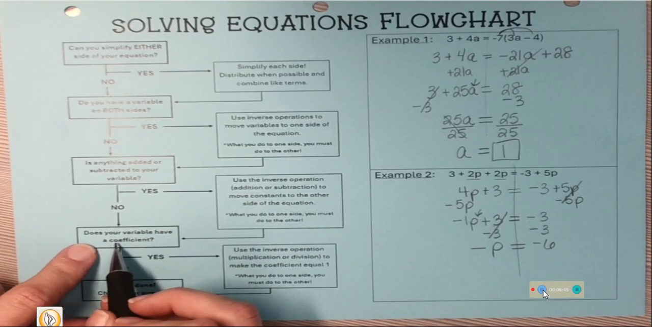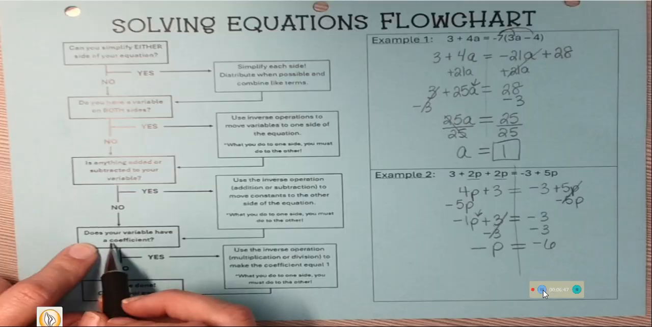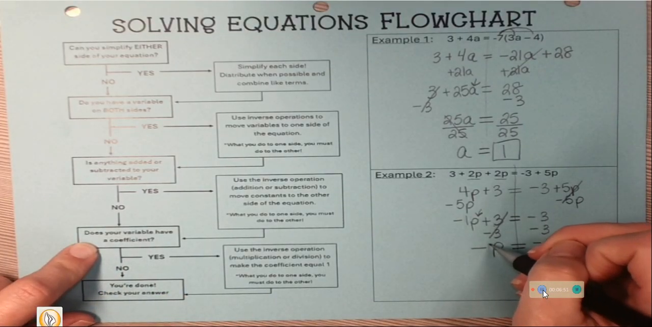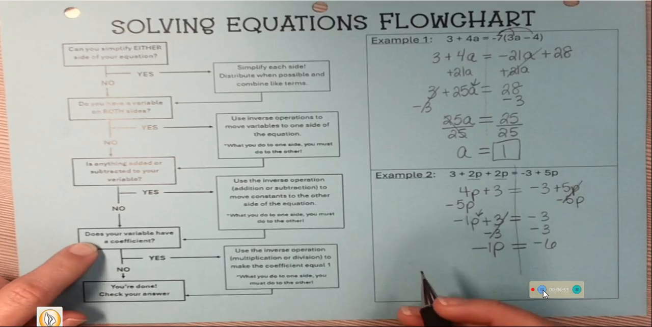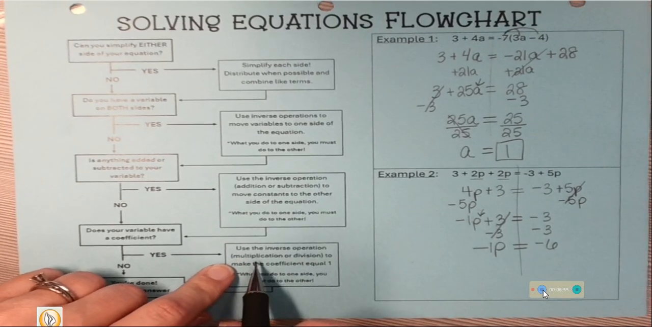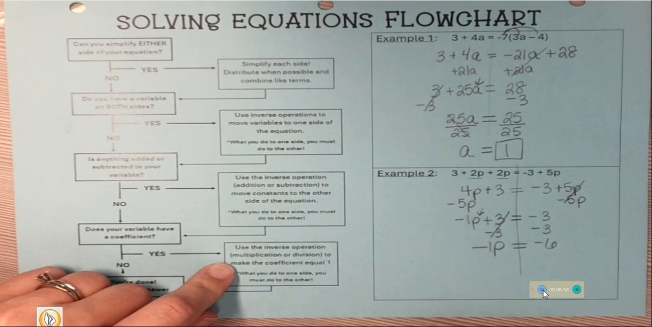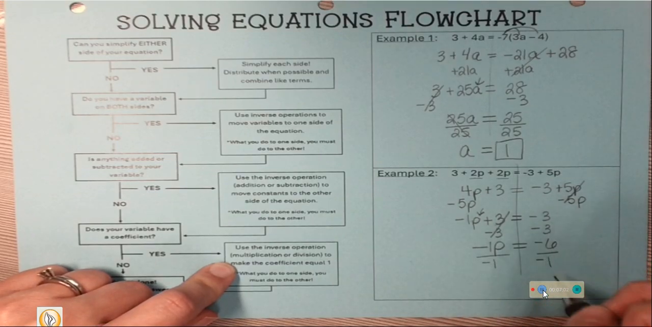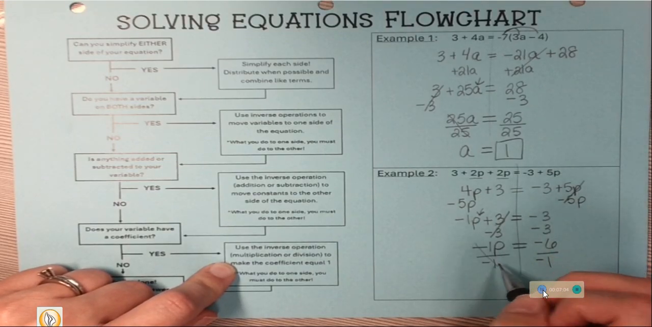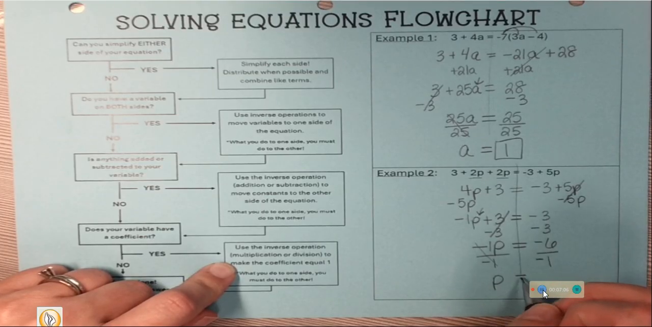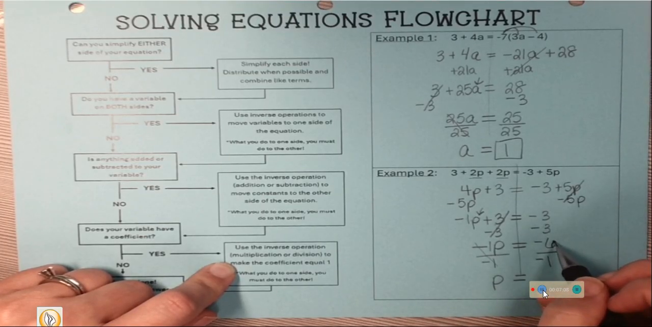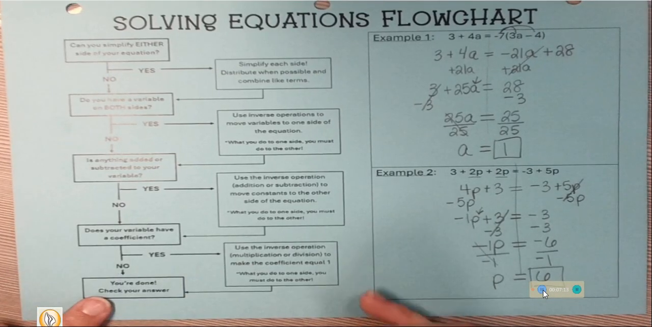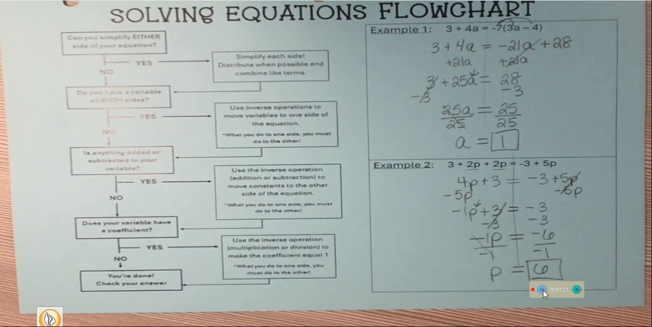Okay, then you go back. Does your variable have a coefficient? Now, at first you think, no, it doesn't, but it has a negative, so what's really there? Negative 1. So, yes, it does. Use the inverse to get rid of that times negative 1. What's the inverse of multiply? Divide both sides by negative 1. Negative 1 divided by negative 1 is a 1p. What is negative 6 divided by negative 1? 6. So, I'm pretty sure my answer is 6.